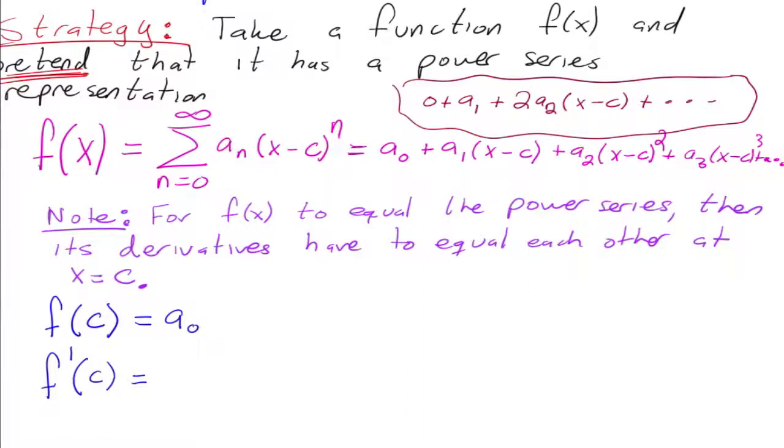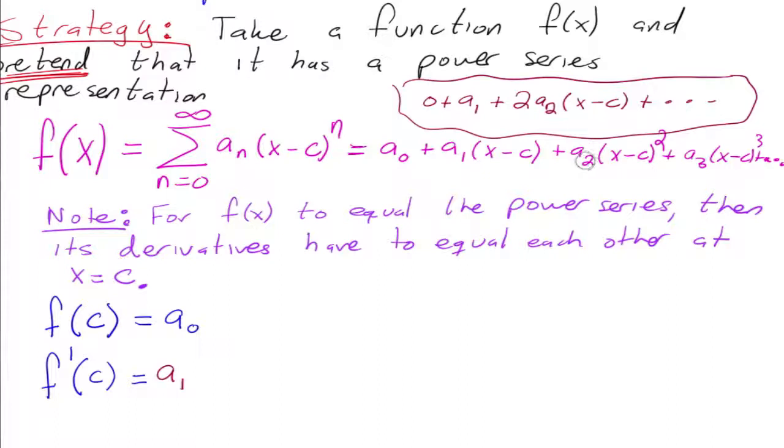But remember, you're plugging in c. So what's going to happen, for example, to this one? Zero. That's going to be 0, right? What's going to happen to all the ones over here? Zero. So what's the only thing left over if I plug in c? A sub 1, right? So that means that the derivative at c has to equal a sub 1. Does that make sense? Okay.